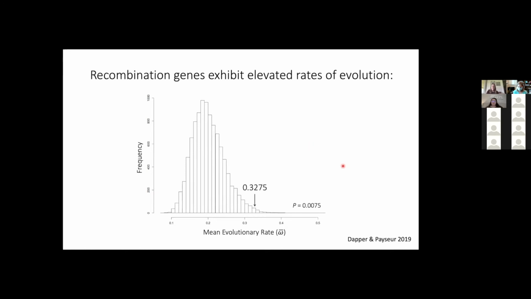What we did was take a larger set of evolutionary rates from about 4,000 different genes between humans and macaques, and we randomly grabbed the same number as we did with recombination genes. We did this about 10,000 times, and we asked how likely it would be, if we randomly selected genes from the genome, to get a group of genes with the same mean evolutionary rate that we saw in recombination genes. It turns out to be very infrequent: less than 1% of the time did we find a group of genes with a mean evolutionary rate equal to or higher than what we saw in recombination genes. So that tells us that recombination genes exhibit elevated rates of evolution compared to other genes in the genome, which is interesting.